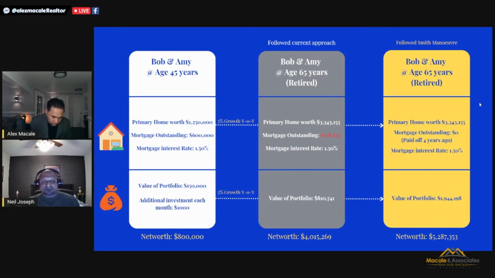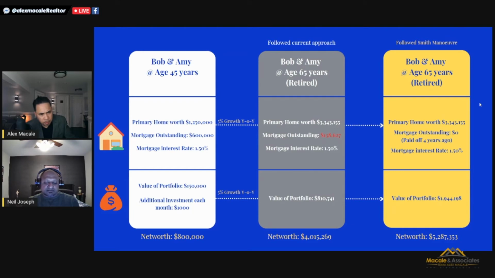Got it. Okay, sure. So another question for you, and this might be my last question before we end this webinar: for people that want to implement the Smith maneuver strategy, what do they have to do? What do they have to set up first in order to start implementing this Smith maneuver? Sure, that's a great question, Alex. The basic starting step for implementing the Smith Maneuver is that you should have something called a re-advanceable mortgage.